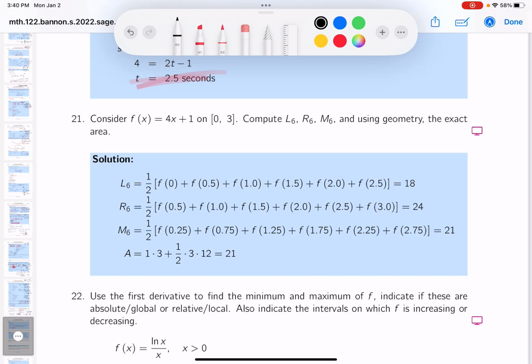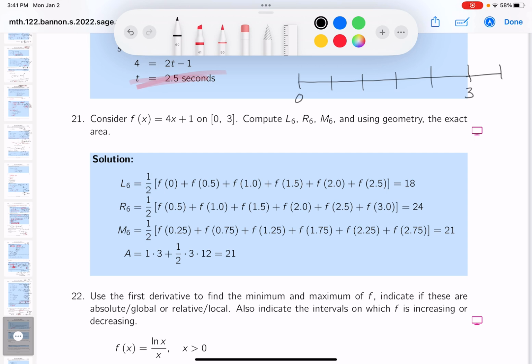Okay, one thing is to understand this L6, R6, M6. L6 is going to be, you take the partition 0 to 3, and we're going to partition it into 6 equal parts. Let's see if we can do that. So 1, 2, 3, let's see, we got 1, 2, 3, 4, 5. I'm going to move over 1.